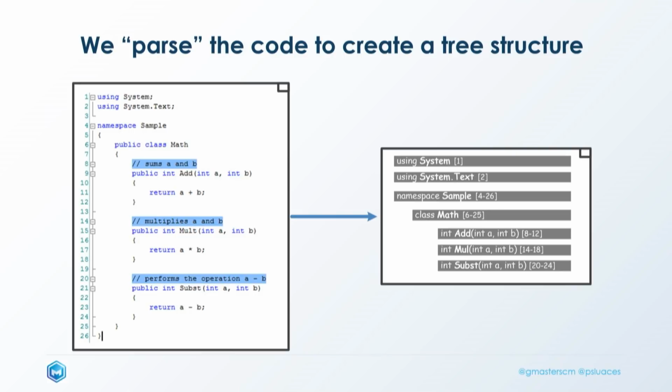We start with a file, and then we parse it and create a tree. It's not like an AST, because it's a little bit simplified. Basically, all we care about are the positions of the declarations within the file. As you can see here, we have an add method, and all we care about is the position, what it is, where it ends, and so on. So we parse the code, we create a tree, and we will work based on that.